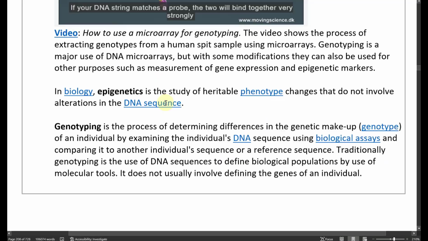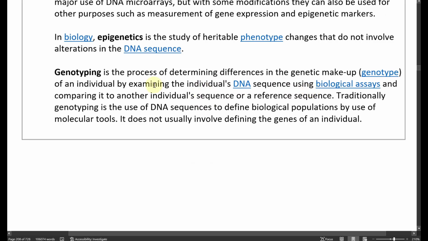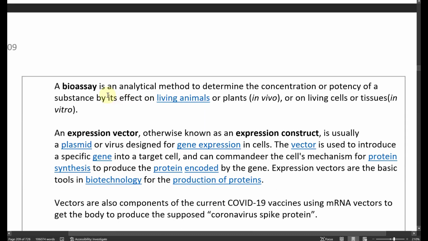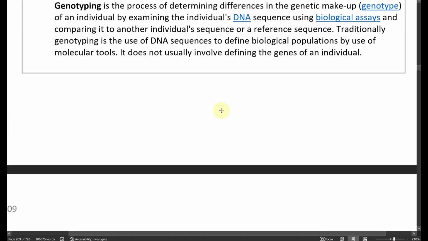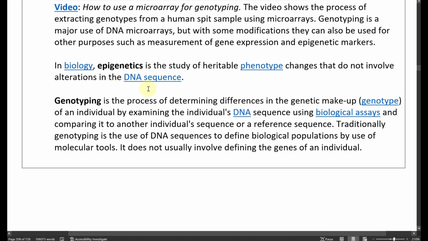So let's continue further. We went over genotyping, which is biological. It uses a biological assay and compares it to another individual sequence, etc. A bioassay or biological assay is an analytical method to determine the concentration or potency of a substance by its effect on living animals or plants in vivo, or on living cells or tissues in vitro. In vitro is in the lab, and in vivo is in the organism itself. In this case, the bioassay is seeing basically how much of the genotype is being expressed or is present in that sample.